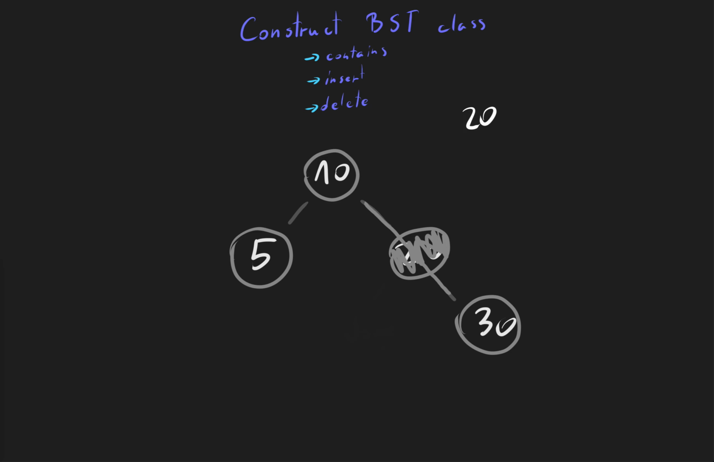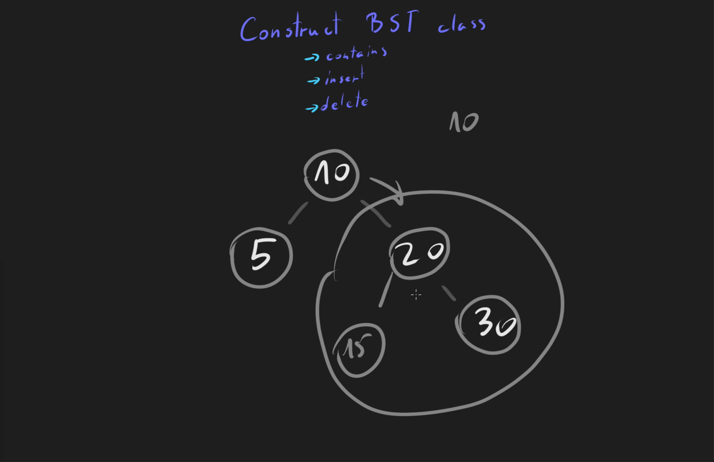Cool. The final example would be deletion of a node that has both children. So 10 and 20 have both children. Let's try to delete 10, which is accidentally the root node. Here there's a trick to doing this. We cannot just delete 10 and replace it with 5 or 20. This just wouldn't work. So what we need to do is go to the right and find the smallest value from the right subtree. In this case, it's this guy here, it's 15.